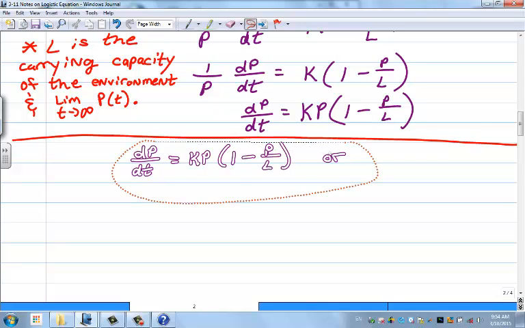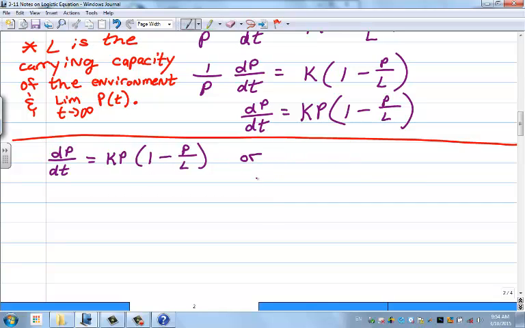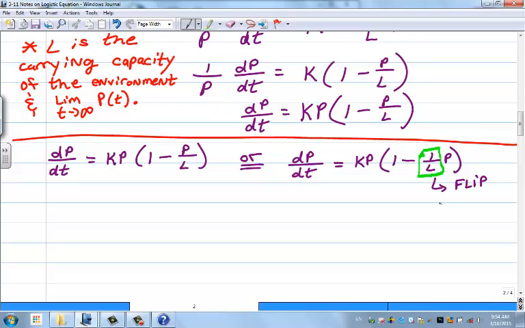The other way we could say this is, let me just slide this over a bit. dP dt equals kP times 1 minus 1 over L times P. That's a subtle distinction, but what that allows you to do, if you have that 1 over L in front of the P, you can see more obviously that all you need to do is take the reciprocal of that to find L. Just take 1 over that and you'll have what you need for L.